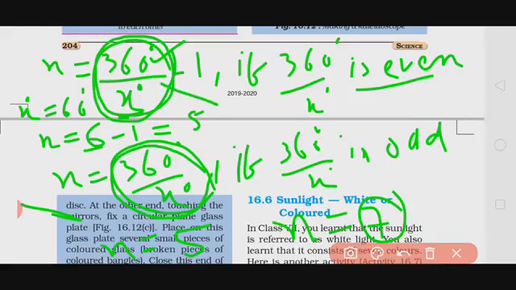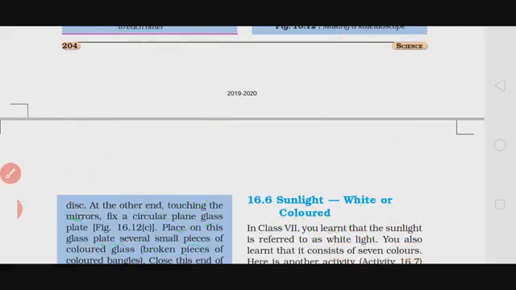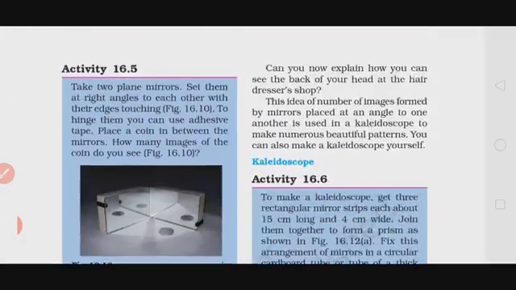And if it comes out to be an even number, for example 10, you have to subtract 1, then the number of images formed will be 9. If this quantity is even, you subtract 1, and if it is odd, you keep it as it is, to get the exact number of images. So I hope you understand this concept very well, and I can move further.